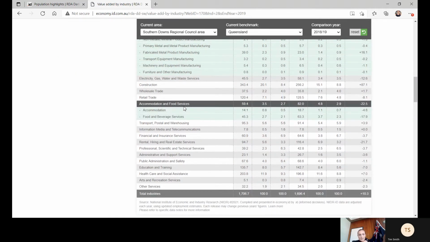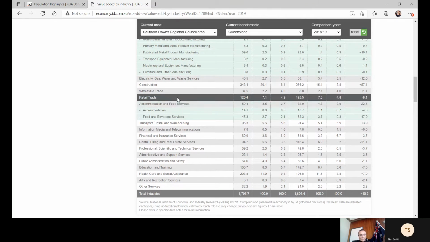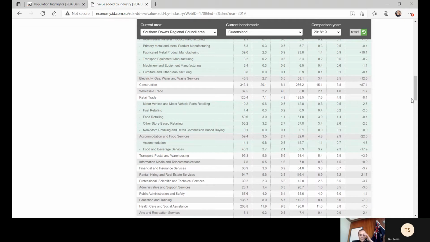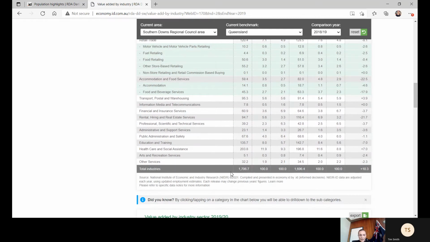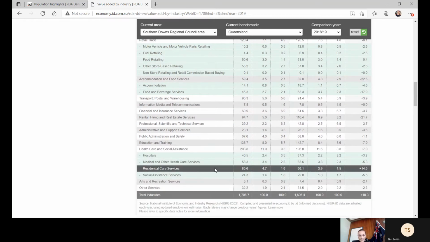Here's our accommodation and food services. This would be very much related to that COVID quarter driving that. Same with our retail trade as well, particularly around the motor vehicles, as people weren't going anywhere. Healthcare and social assistance, it's had some improvement, particularly in residential care services, which is good.